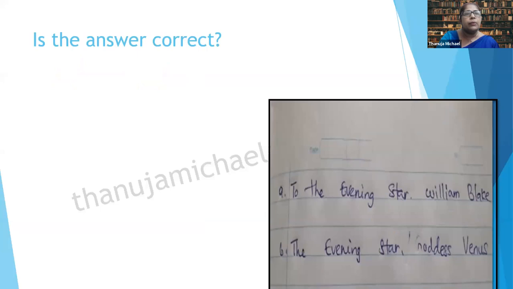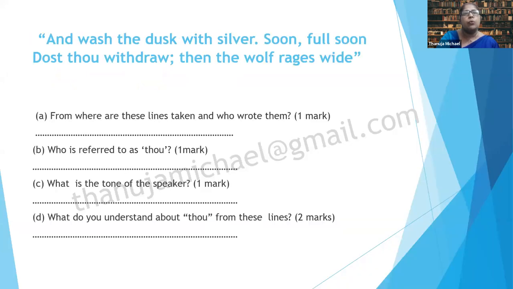Yeah, so the second question, who is referred to as thou? So thou here is, who is thou? Yeah? So why I put this is, so far we have not got context questions on this. Right? So thou is the evening star or the goddess Venus, right? If you have written that, your answer is correct.